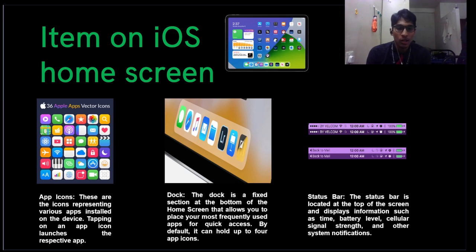Other than that, the dock. The dock is a fixed section at the bottom of the home screen that allows you to place your most frequently used apps for quick access. By default, it can hold up to 4 app icons. Furthermore, the status bar. The status bar is located at the top of the screen and displays information such as time, battery level, cellular signal strength, and other system notifications.